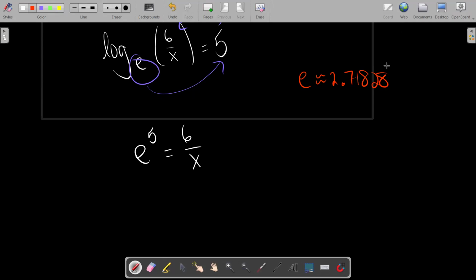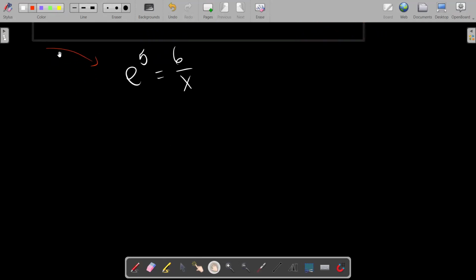So our equation currently sits like this over here. How do we finish the job and solve for x? Right. Multiply both sides by x. That's never going to be something that we debate. See fraction, kill fraction. So we multiply both sides by x, and we get e to the fifth x equals 6.